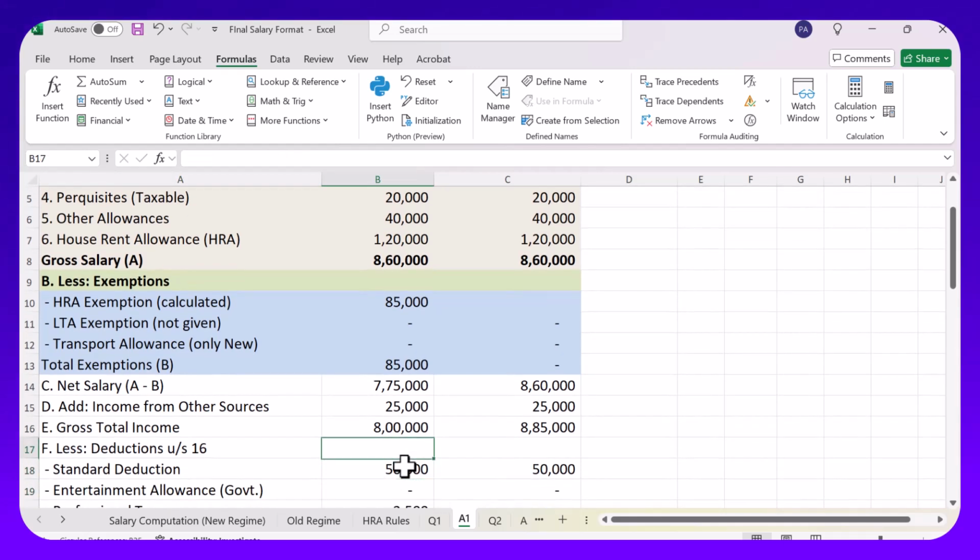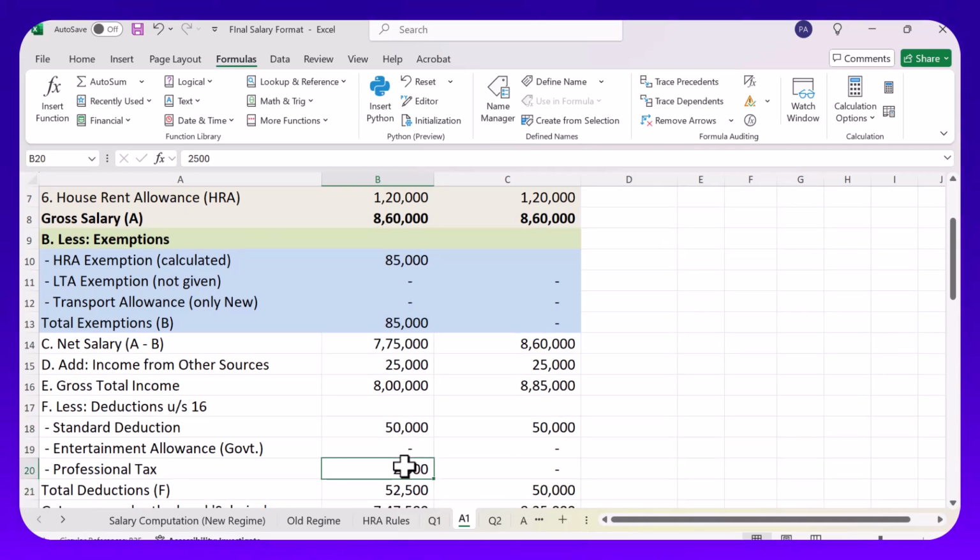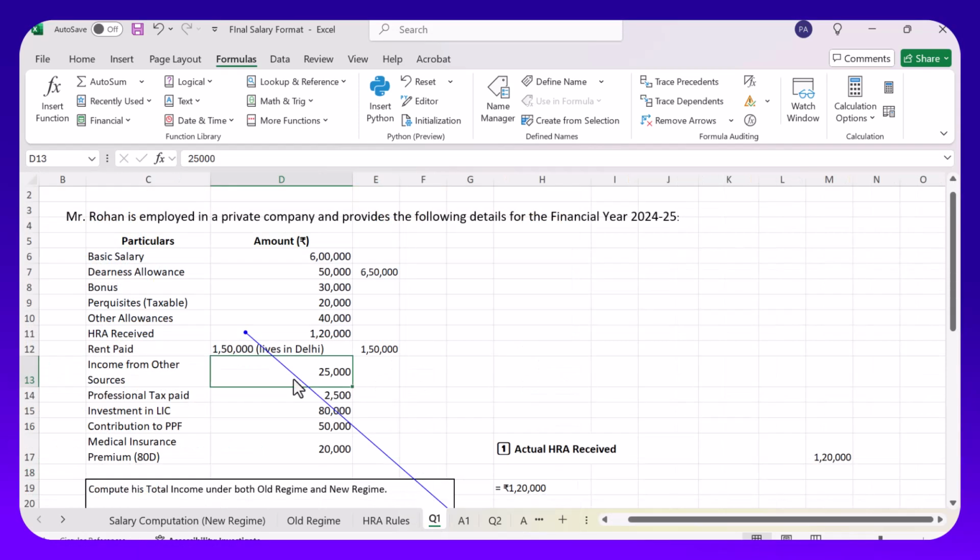And then there are certain reductions like the standard deduction, which is applicable in both the old regime as well as the new regime, which is 50,000. Whether you are in the old regime or the new regime, you will get that standard deduction. Okay, fine. And then professional tax. Suppose you are paying a professional tax, because in the question it is given that you are paying professional tax here, 2,500. So you are paying some professional tax. How much is the amount you are paying as professional tax?